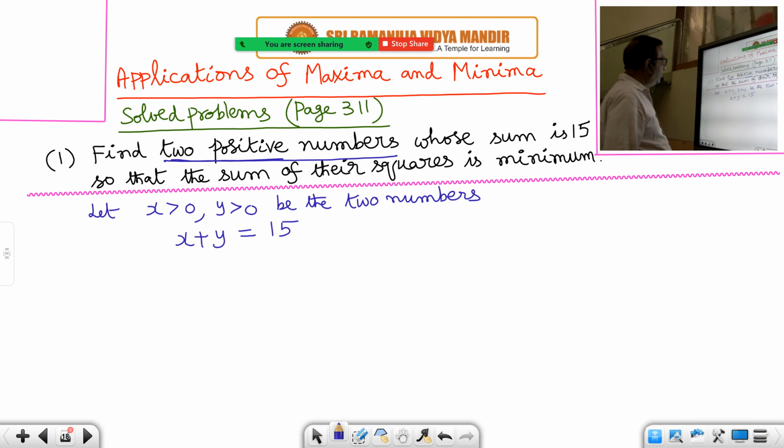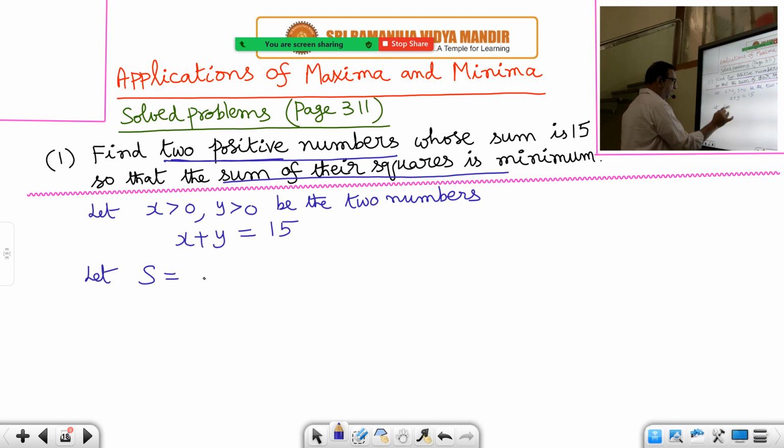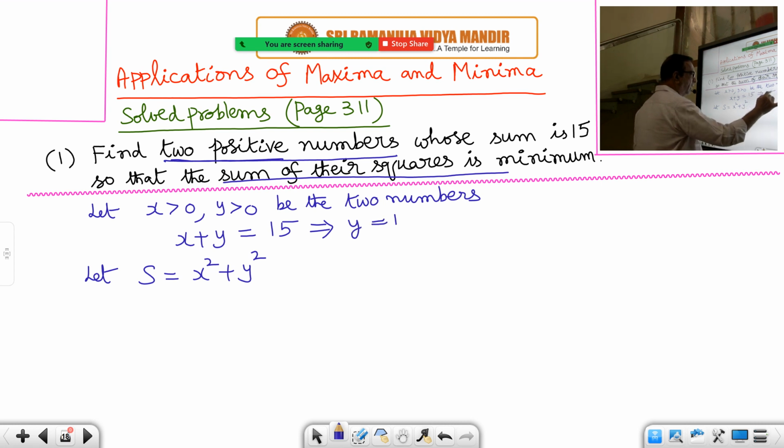Okay. Now, we have to find these numbers x and y so that the sum of their squares is minimum. So let s be the sum of their squares. So s is equal to x square plus y square. This should be minimum. But from the first equation, x plus y is equal to 15, what is the value of y?